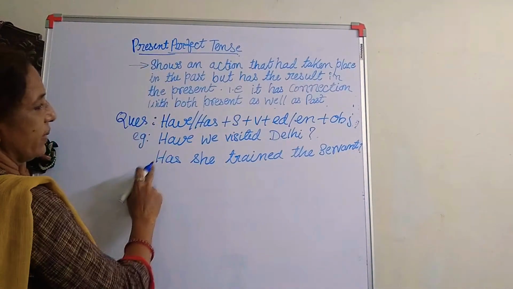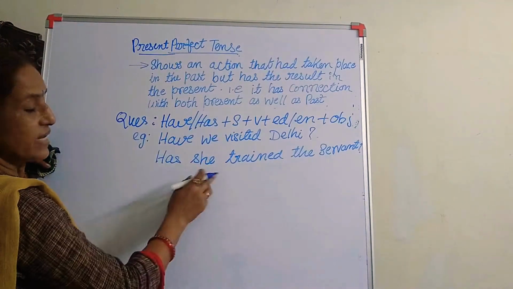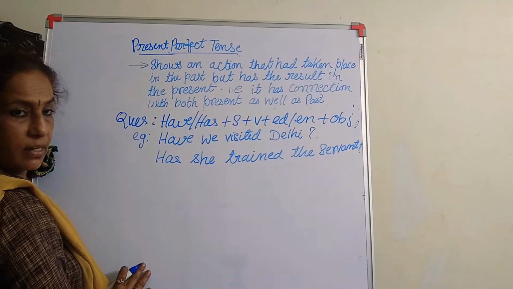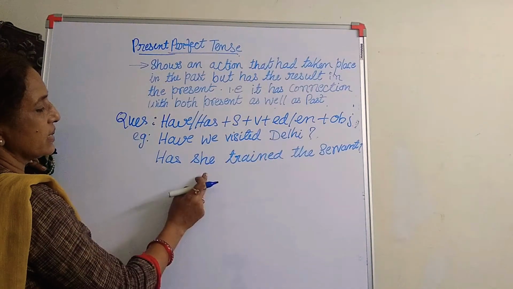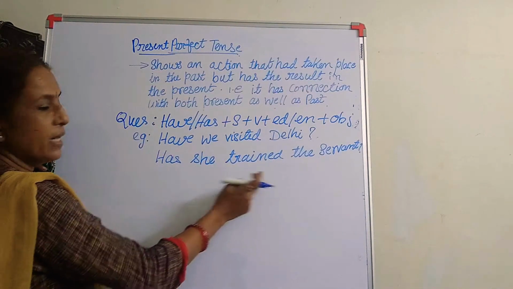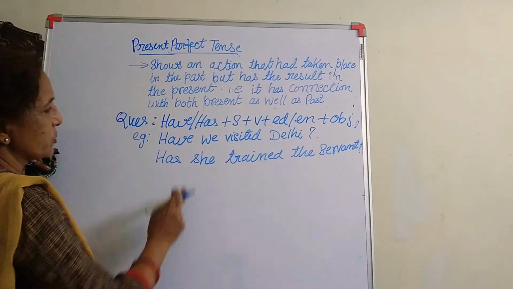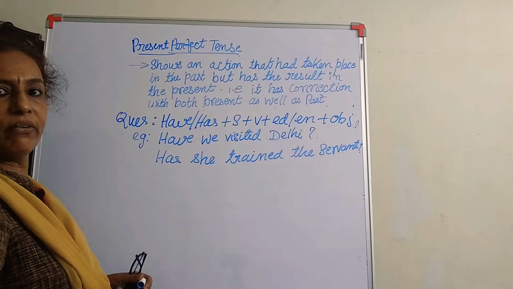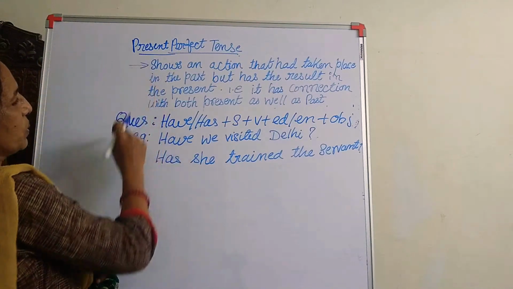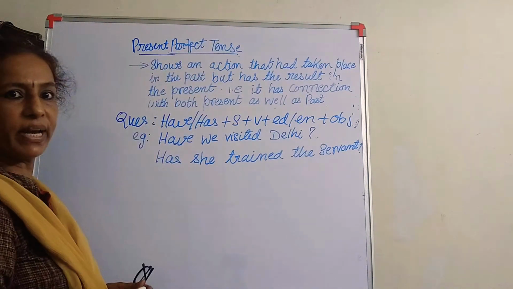So here it comes to, has it rained? Or, has my mother given you the money? So that is en also. So these are all interrogative sentences or questions in present perfect tense.